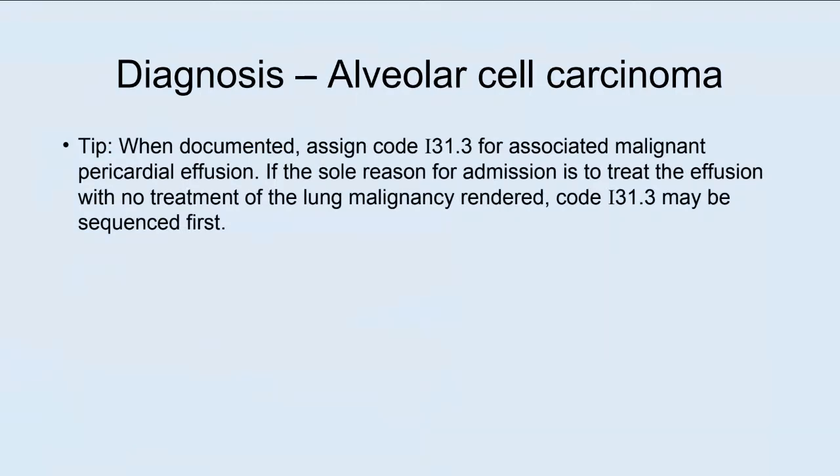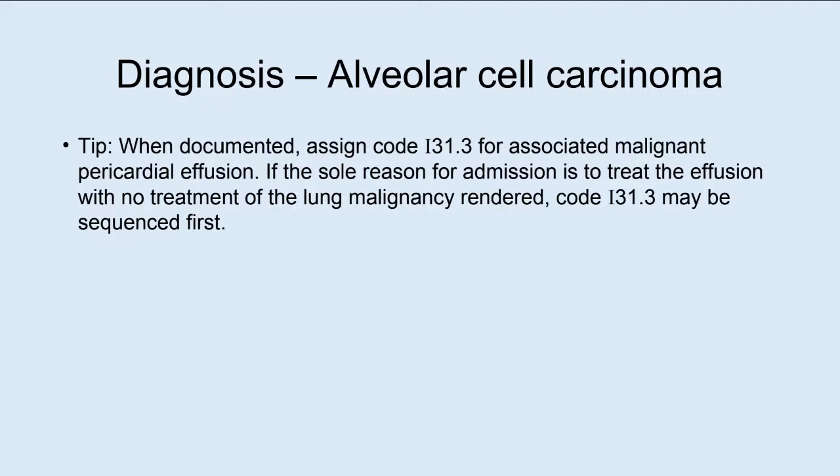So also under C34, there is a tip. The tip listed under category C34 says, when documented, assign code I31.3 for associated malignant pericardial effusion. If the sole reason for admission is to treat the effusion with no treatment of the lung malignancy rendered, code I31.3 may be sequenced first.